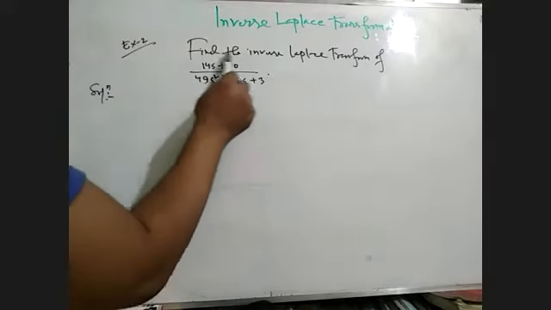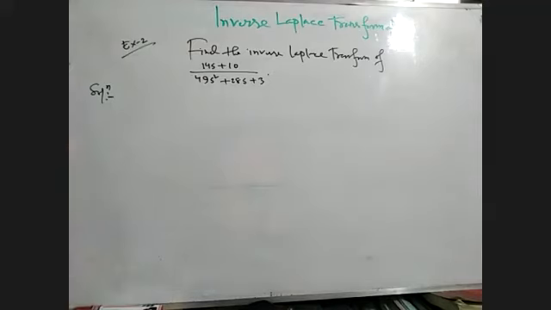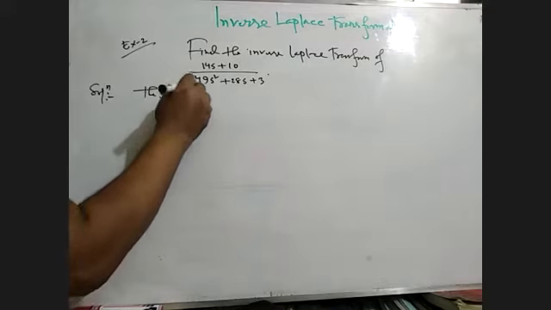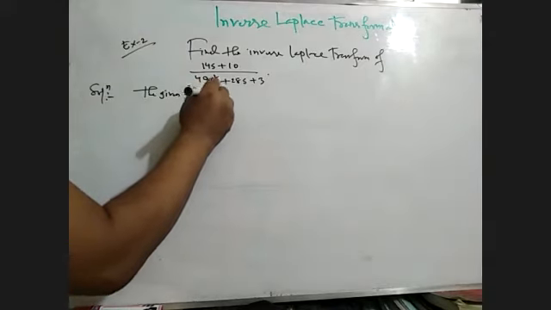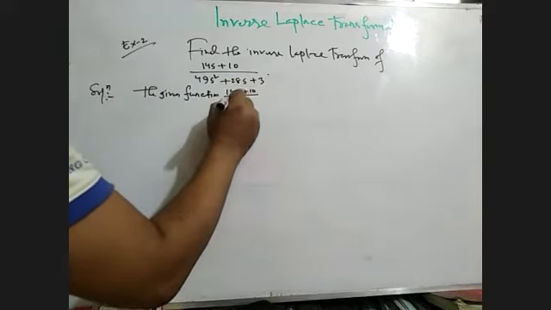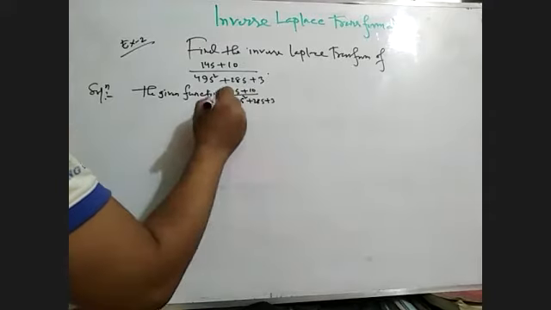But in Laplace transformation, the variable transforms to s. So remember it: t is the variable of the original function, and s is the variable of the transformed function. We have to remember this. So the given function is 14s plus 10 divided by 49s square plus 28s plus 13.